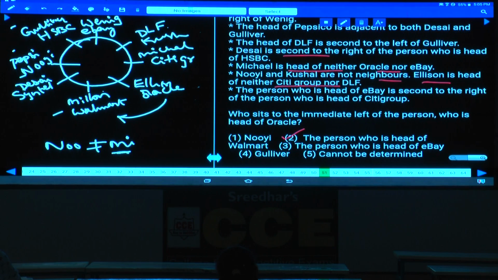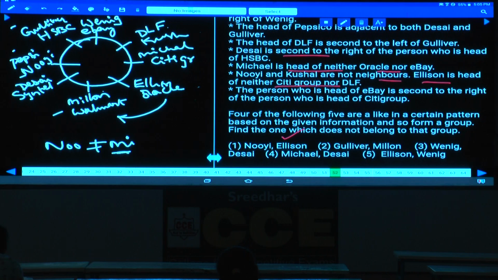Then next one, question number 52. In this 52, four of the following five are alike and one is the odd man out. Nui and Elysian: any information between these two? Next one, Gulliver and Millen: Gulliver is third to the left of Millen. Next one, Nui is third to the left of Elysian. And Weeing and Desai: Weeing is third to the left of Desai.